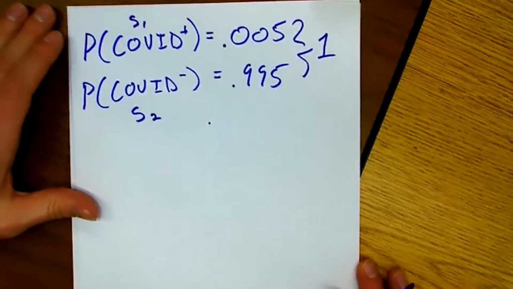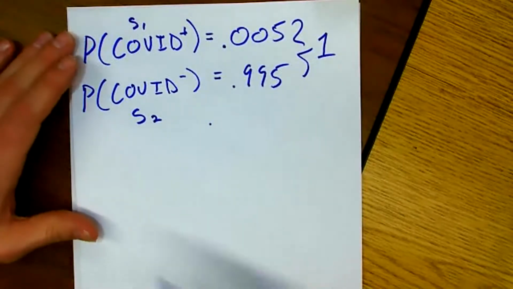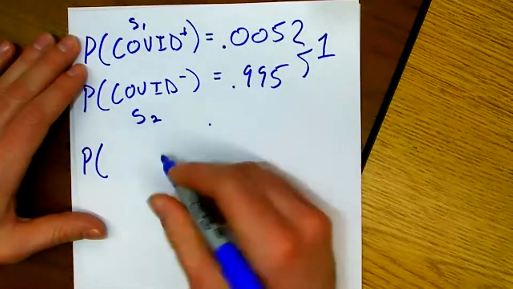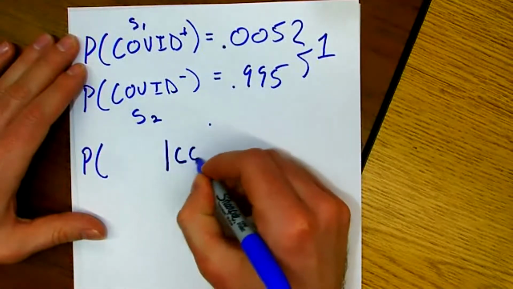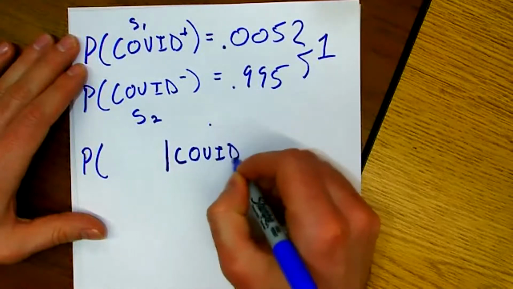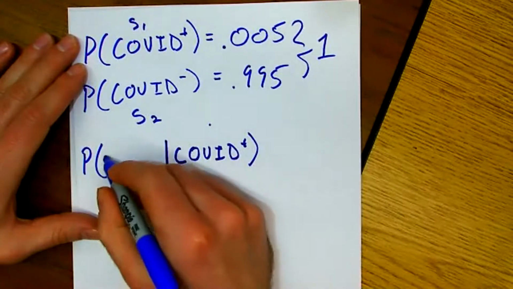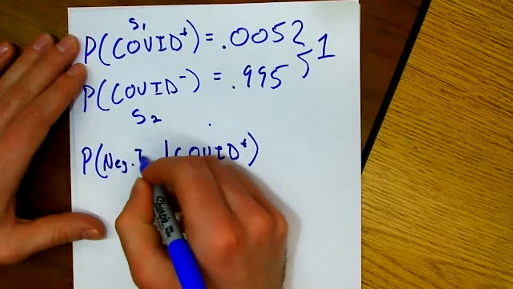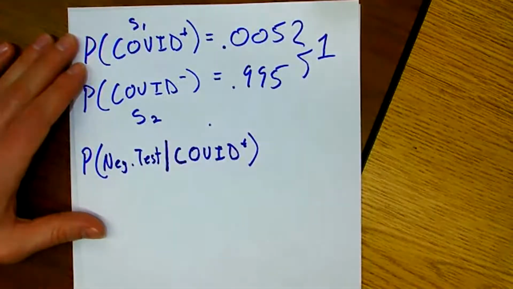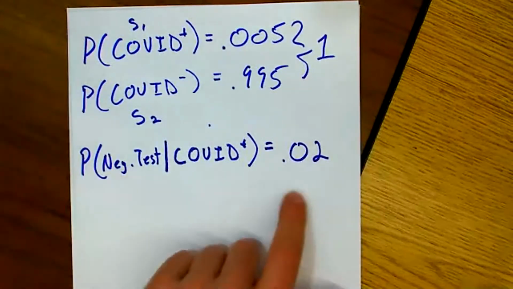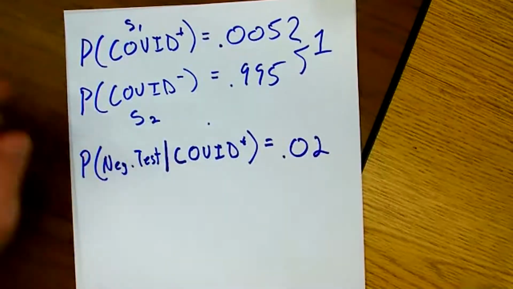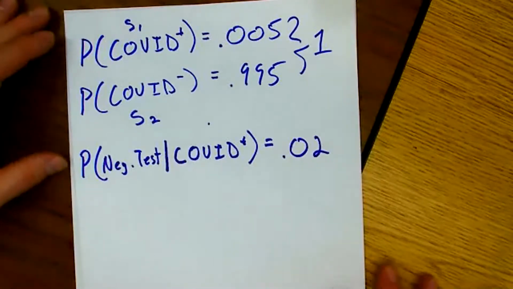All right, I was then told the false negative rate is 2%. So a false negative would be that, given someone actually has COVID, the probability that they see a negative test result is about 0.02. And this was the one that could be even a little bit higher, but we were going to use the lower level estimate of it.